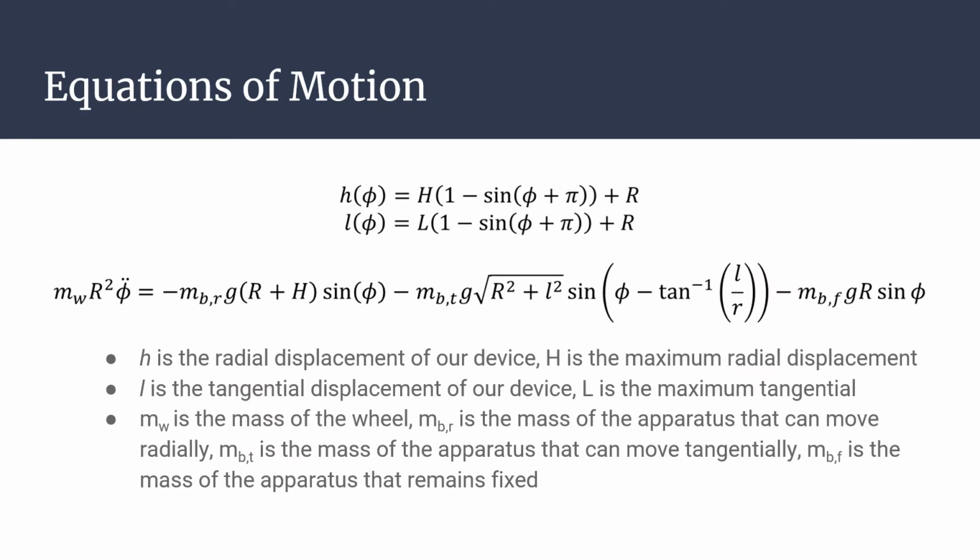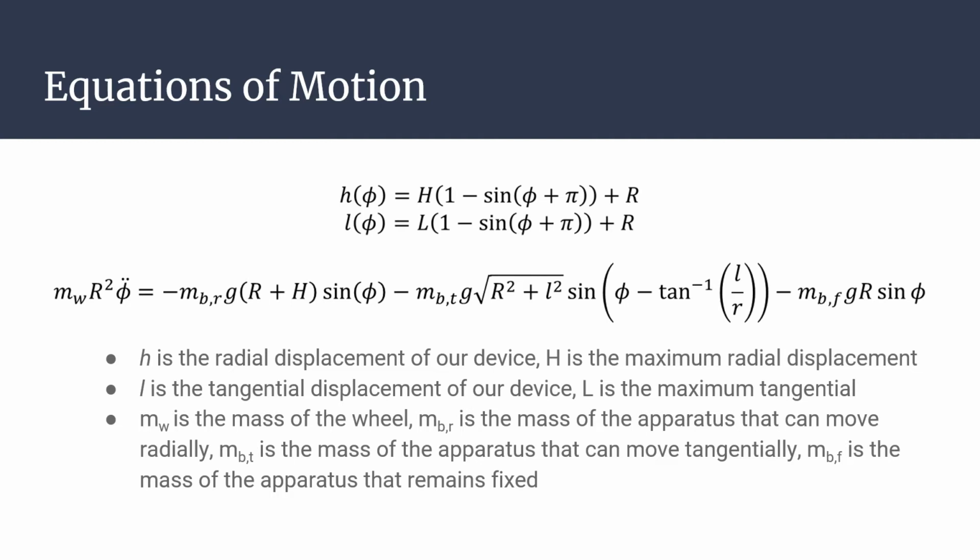So these assumptions that my friend Colton has described led us to these equations of motion. This top equation here, h of phi, describes the radial position of that mass which is able to move radially outward with respect to the angle phi of the wheel. And we were able to describe that using a sinusoidal equation as shown below. H of phi is equal to a capital H times 1 minus sine of phi plus pi plus r, where that capital H is the maximum distance our mass is able to extend radially outward, and r is the radius of our wheel.